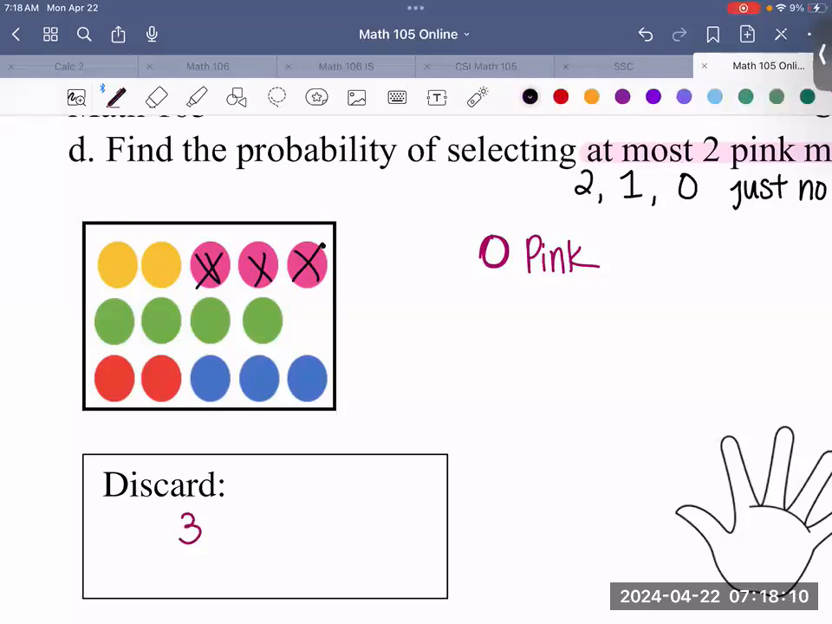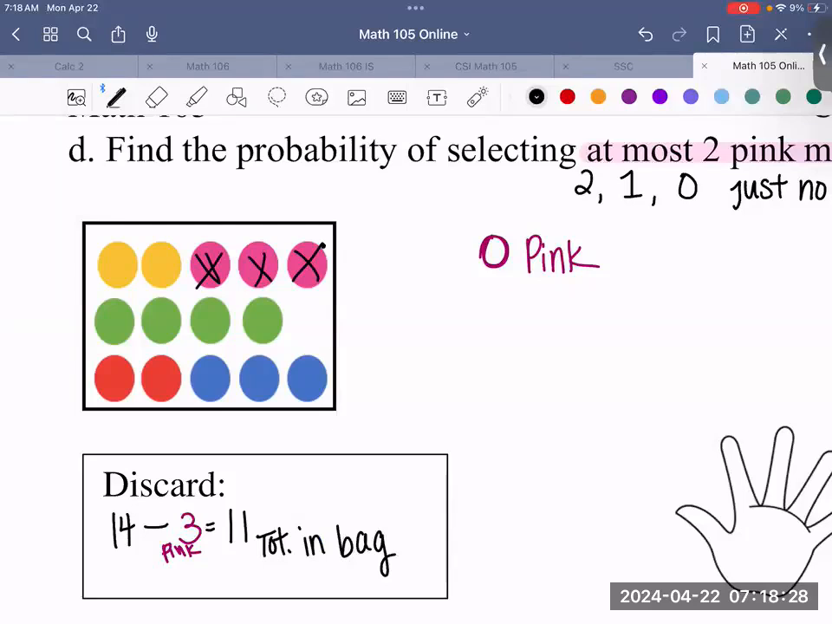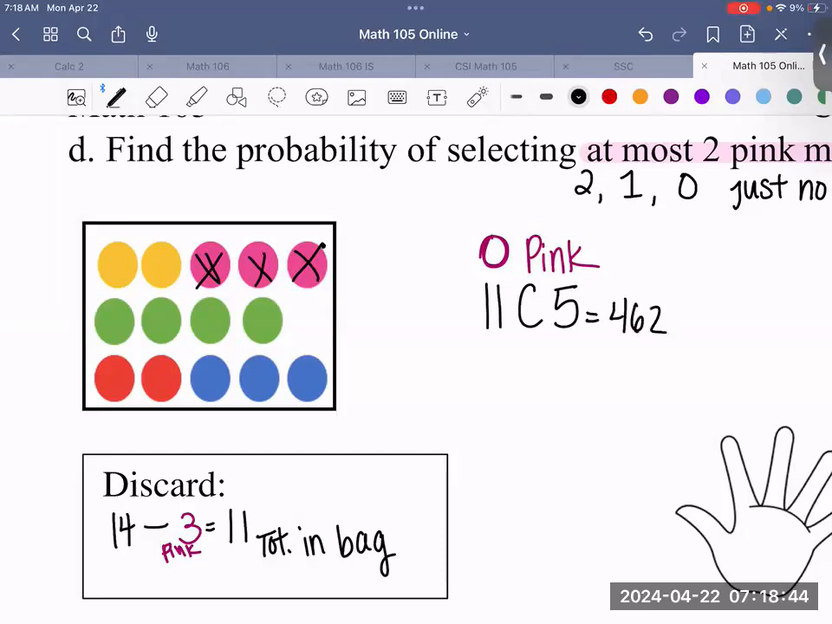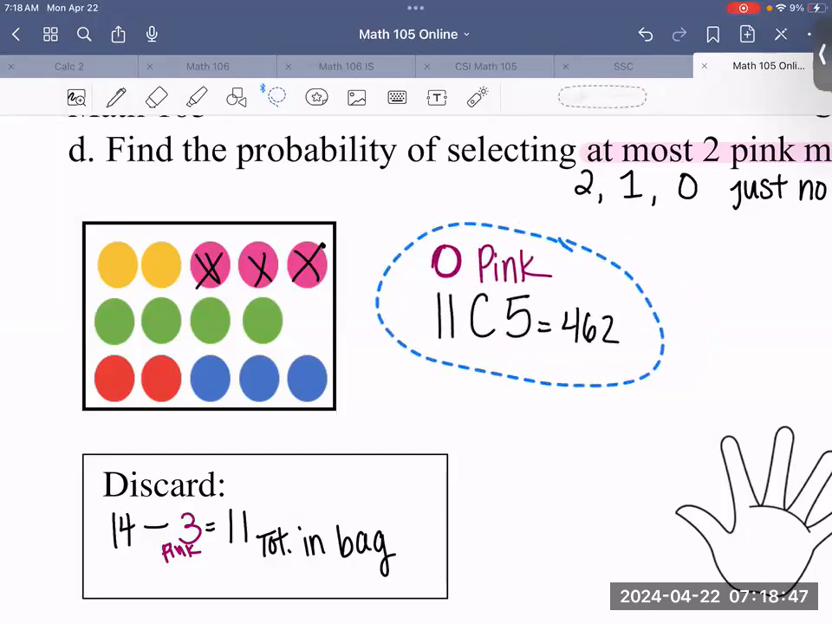I have my 3 pinks. There were 14 in the bag. 14 minus the 3 pink means we have 11 total in the bag. So no pinks, I have 11 remaining. I can select any 5 at this point. 11 choose 5, 462. So that is one scenario of no pinks.